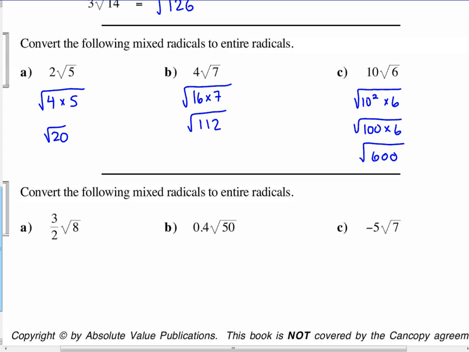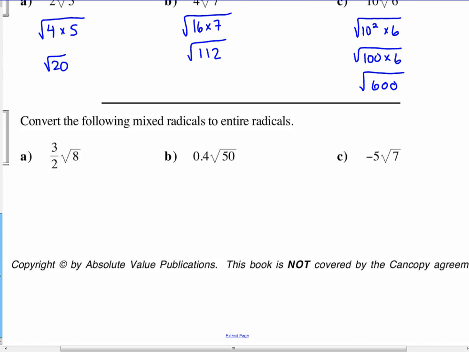So we're not simplifying here. We're just writing them as entire radicals. Simplifying is always writing it as a mixed radical. Got it? Okay. All right, how do I bring 3 over 2 inside? Square it. Okay. So 3 over 2 squared.